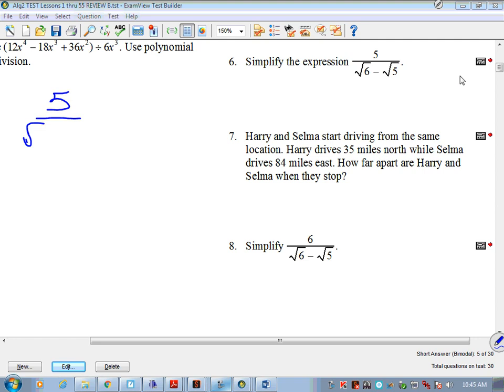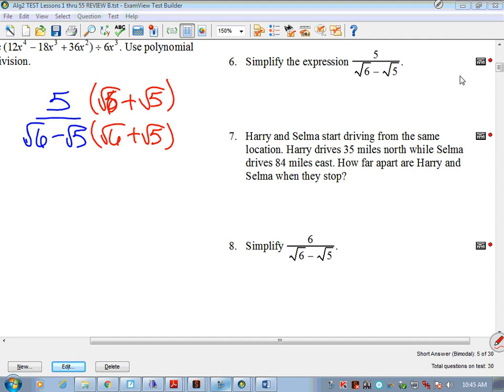Let's make sure we're using the same numbers in the same position. Multiplying by the conjugate means that I'm going to multiply by the denominator, but with the opposite operation. So radical 6 plus radical 5, onto the top, so keep doing that, and the bottom. Okay, so then we're going to distribute across the top. So that's going to be 5 radical 6 plus 5 radical 5. Okay, and across the bottom.